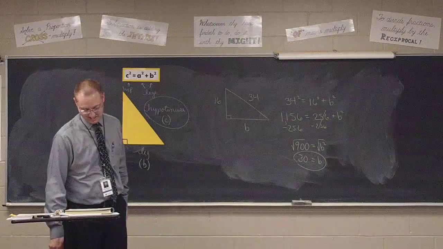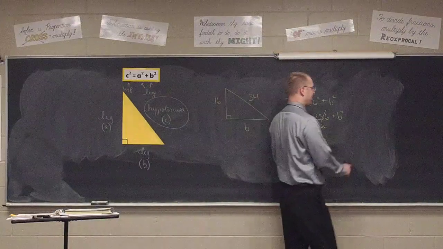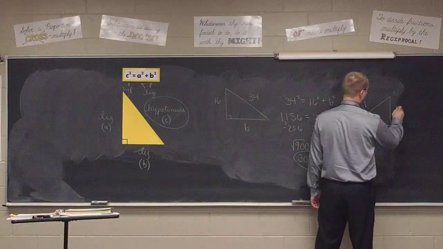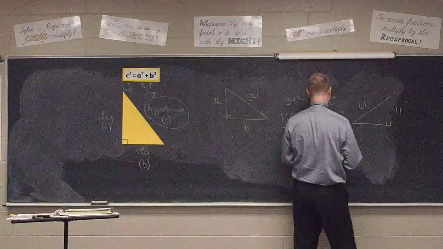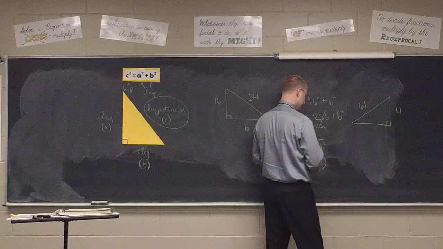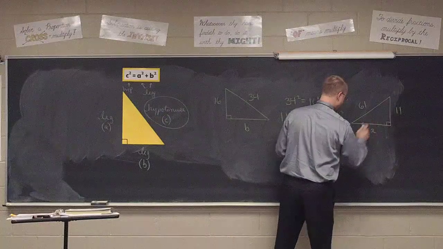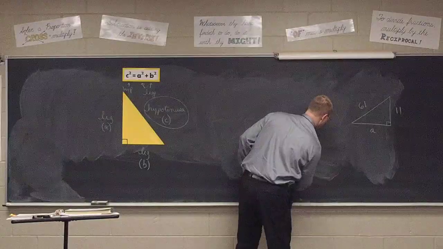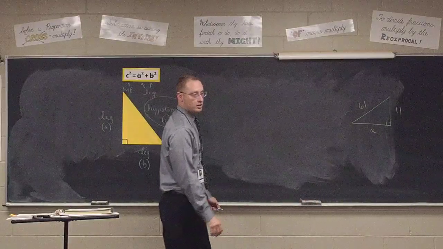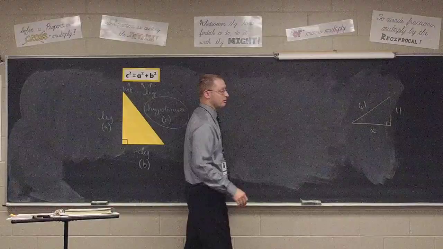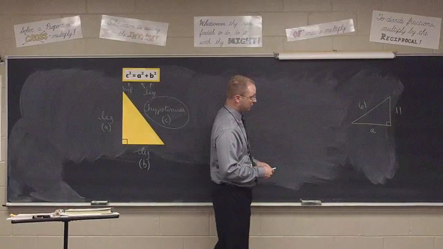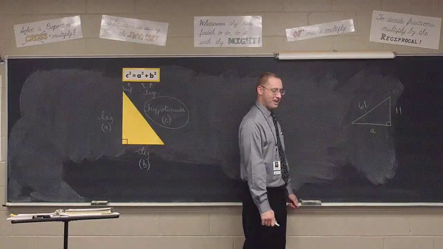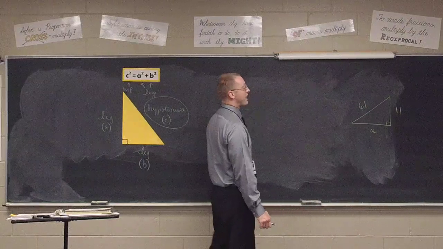Number 9. What are we finding, leg or hypotenuse? Leg. We're finding a leg. Do we want to call it A or B? A, just to mix it up. Wait, what's the hypotenuse, Lana? What are we finding, Lana? Oh, I was looking at it. Whoops. So what are we finding, Lana? The leg. So that means I know the hypotenuse.